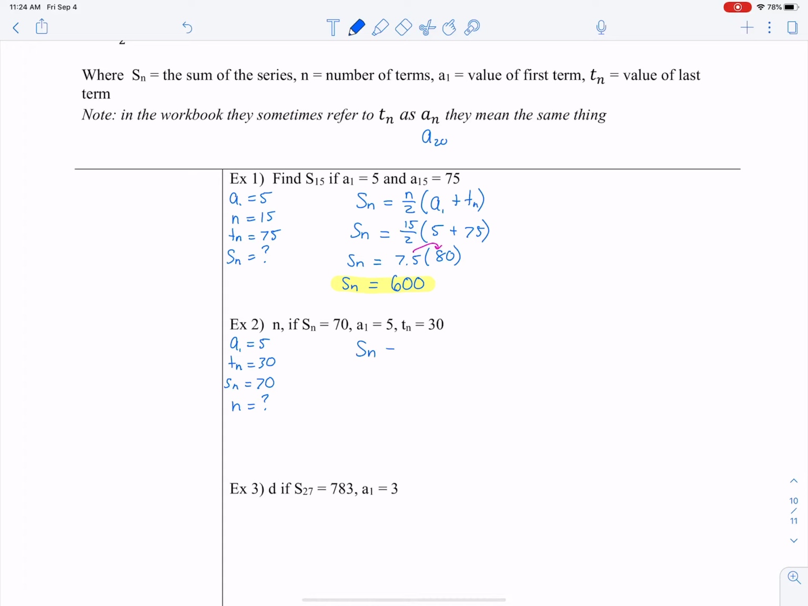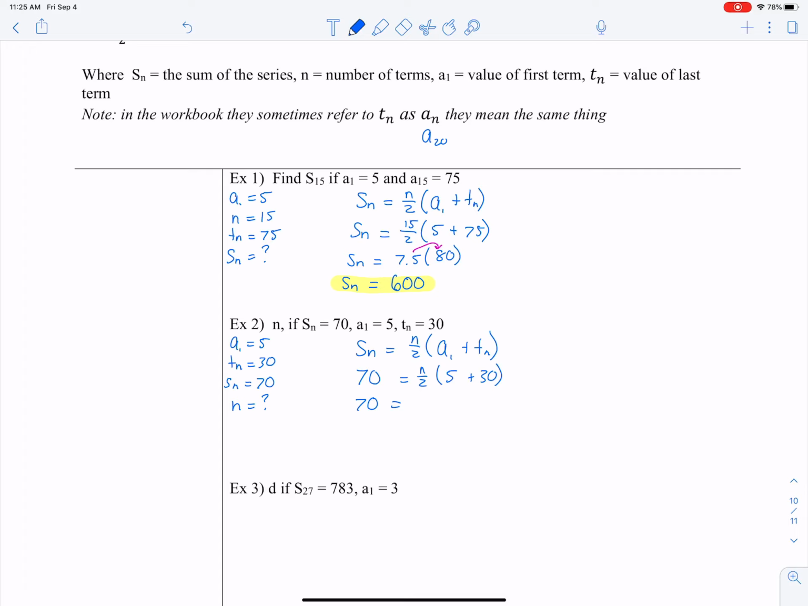So we'll use our formula. We'll fill in what we know. We know that Sn is 70. We don't know N. We do know A1 is 5 and we do know Tn is 30. So now we have to simplify. We're going to add the 5 and 30 together. Here again, you can work with the fraction if you want to. You also have the option to change that into a decimal.